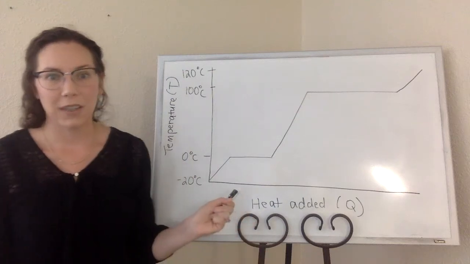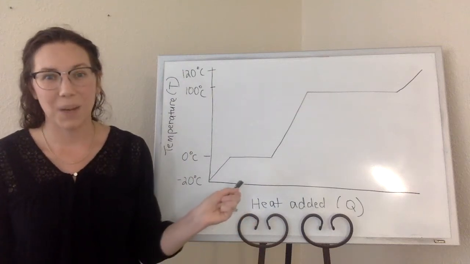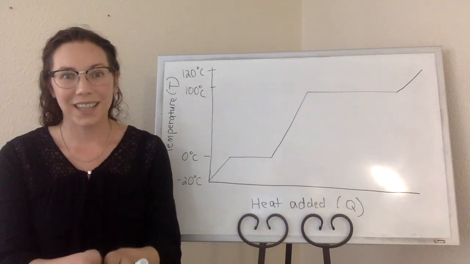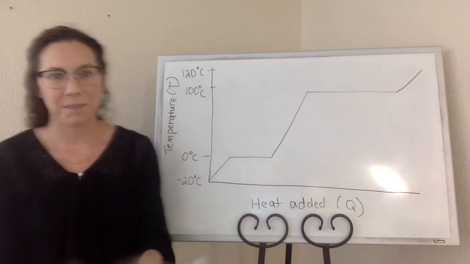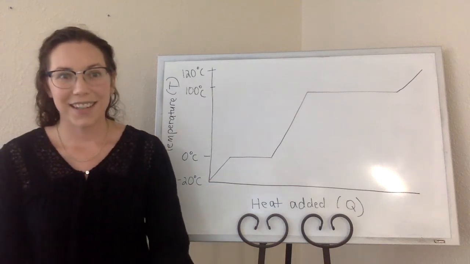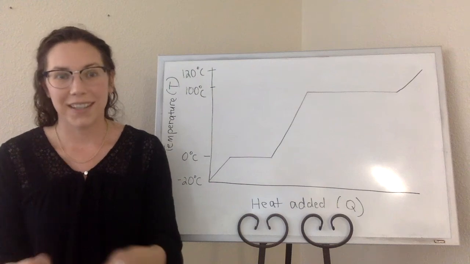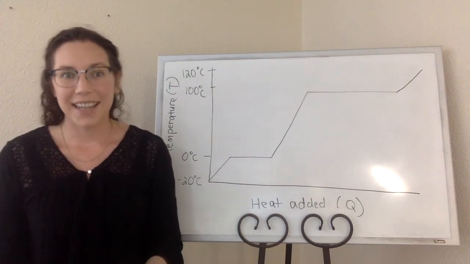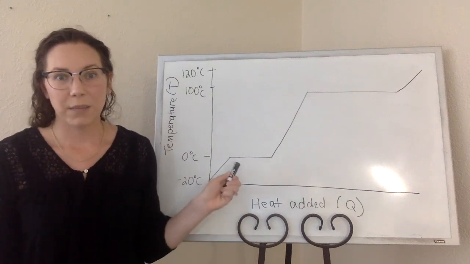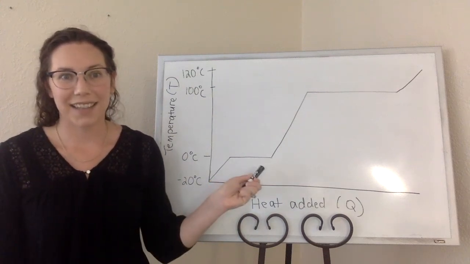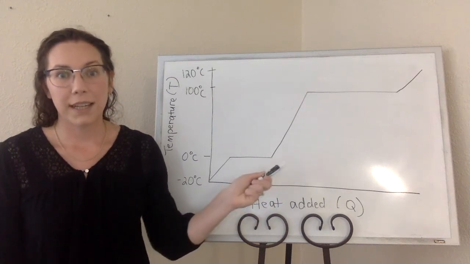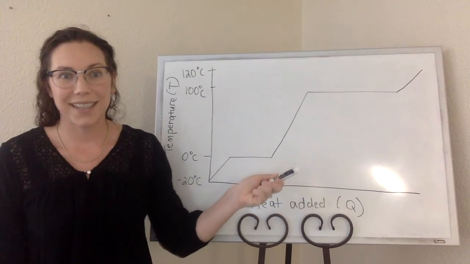So let's imagine adding heat to that ice. We know that initially if we add heat to ice at negative 20, it will warm up until it reaches its melting point, which is 0 degrees. Now, phase changes occur at constant temperature. So at 0 degrees, any heat that's added goes into melting that ice. In this phase here, we're melting the ice at 0 degrees until all of the ice is melted. Only then will added heat continue to raise the temperature.